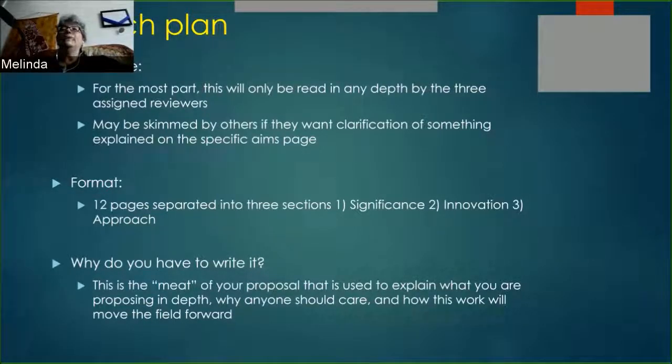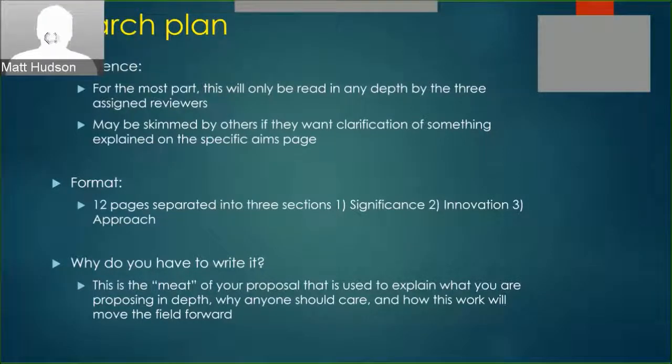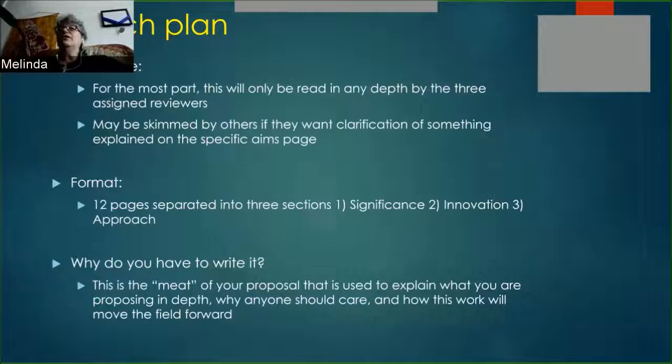So for the research plan, the audience of that, to be perfectly frank, the only people who are going to read that in any depth are the 3 reviewers assigned to your grant. It might be skimmed by others on the study section if they want clarification of something that they saw on the specific aims page. But in most cases, you're going to be putting your heart, love, and soul for at least a month, probably longer, into a document going to be read by 3 people.